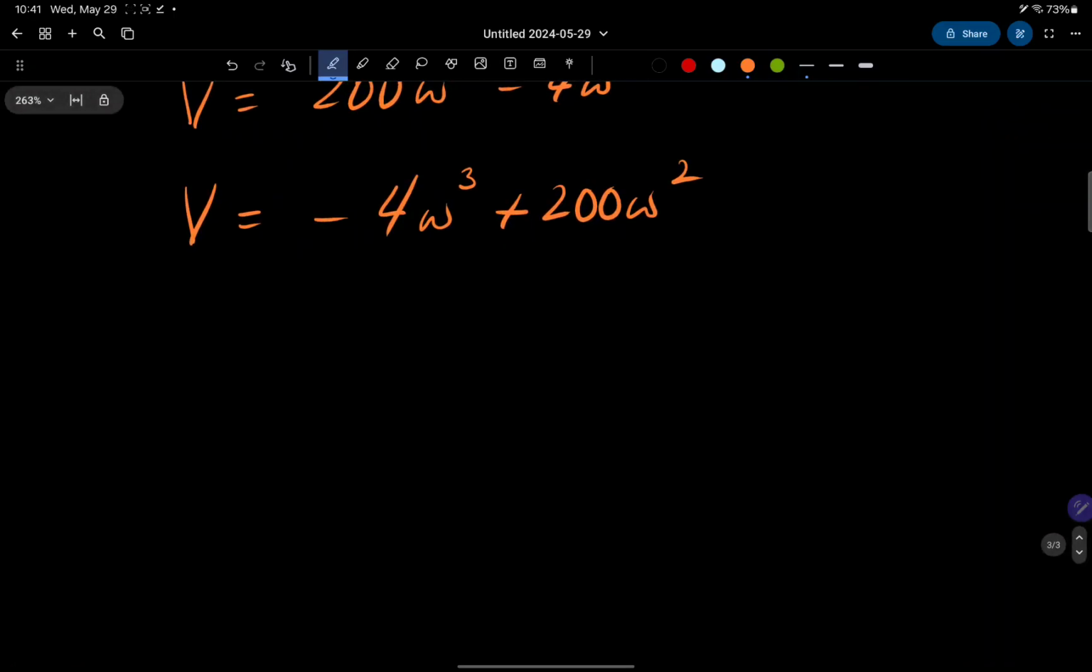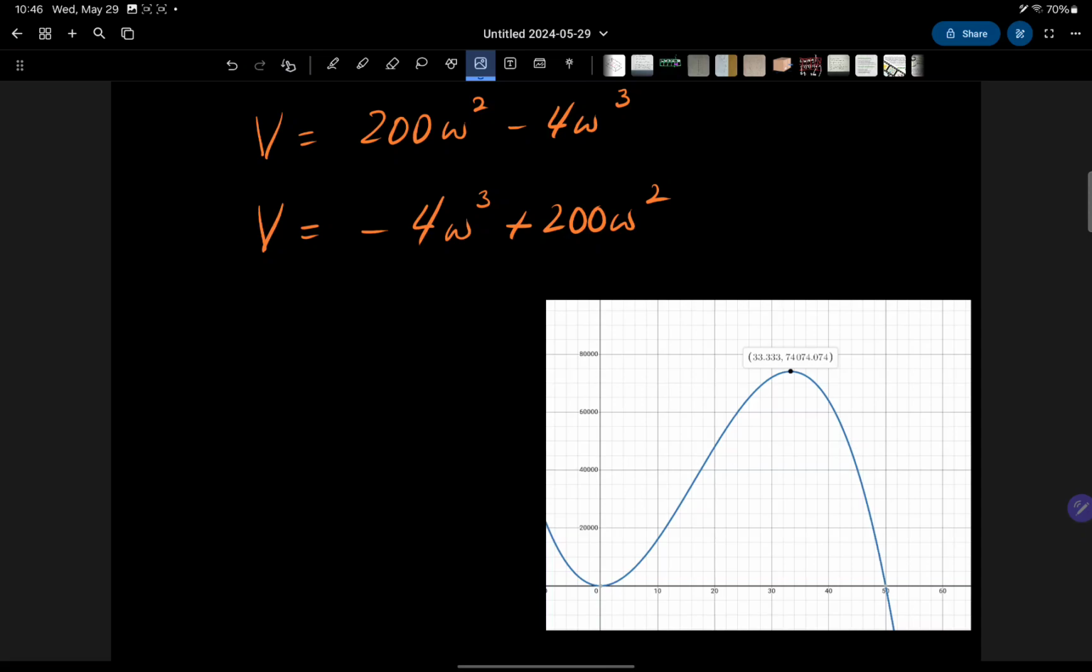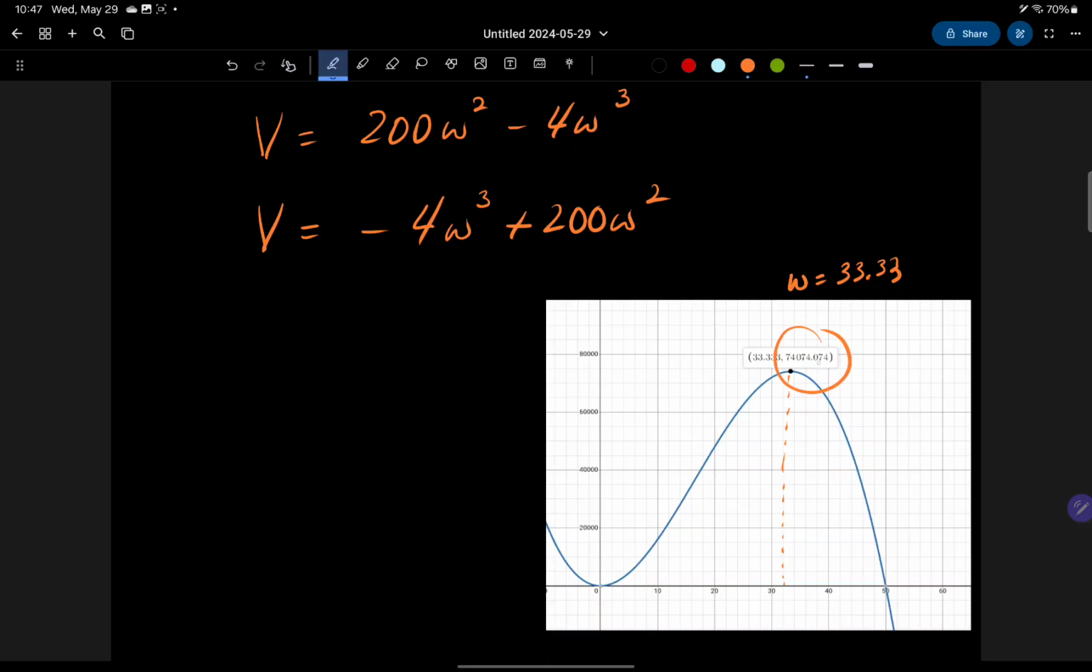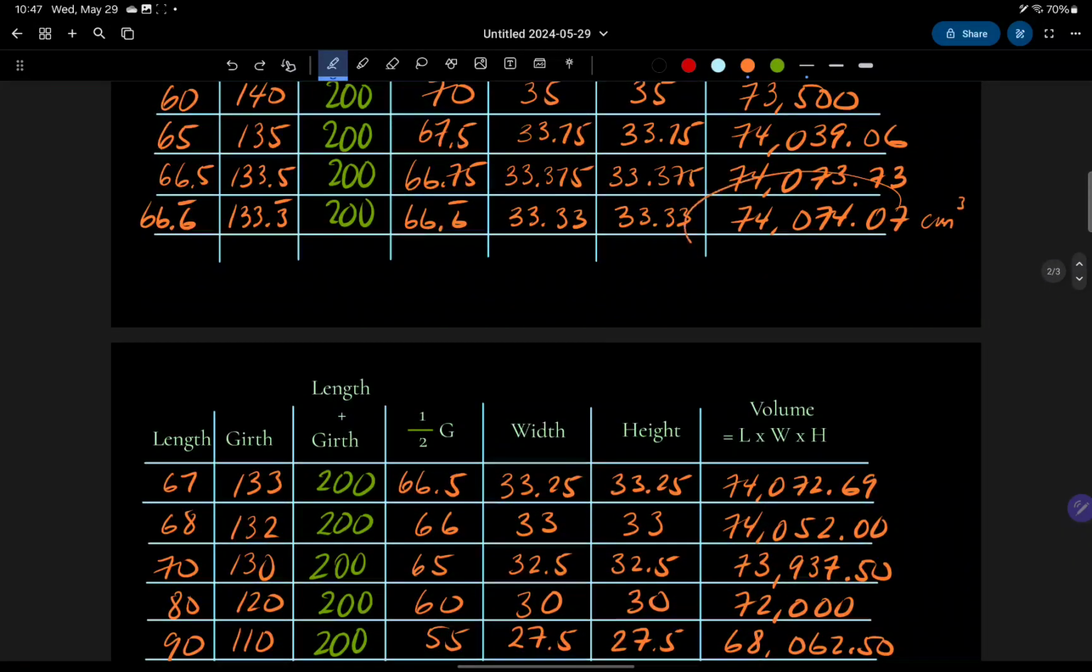Now this is the volume that we're trying to maximize, and in order to maximize this volume, we can use calculus, but you guys haven't learned calculus yet, so we're going to graph this equation. Now if we graph this on Desmos or any graphing calculator, you can see that the maximum volume happens right over here, when the value of W is equal to 33.33. So here we have W equals 33.33, and we can see that the volume is 74,074.074, which is exactly the maximum volume that we got up here, 74,074.